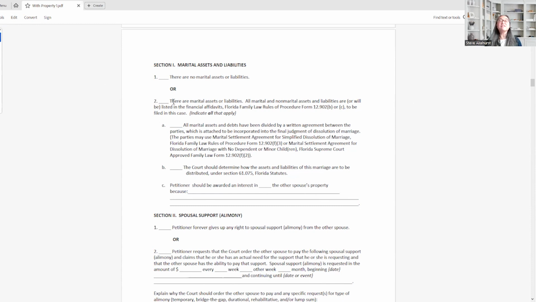Second part is if there are assets and liabilities and how you want to divide them. So you could do it through a marital settlement agreement, which is a form that we'll go over next.